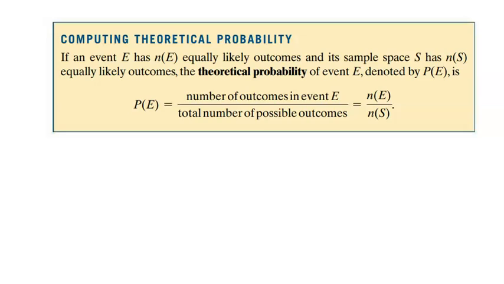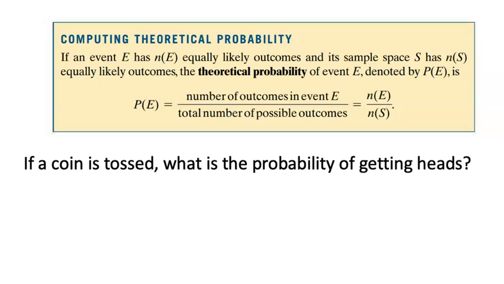But the only way this works is if you list your sample space with all equally likely outcomes. So here's our first example.